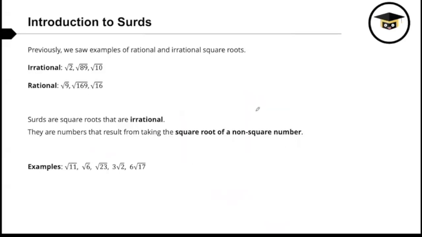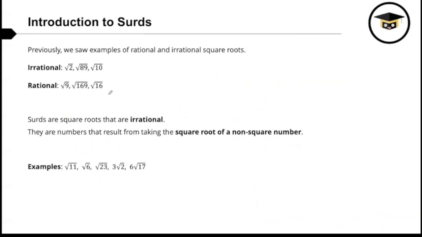So now let's talk about surds. What are surds? Previously we saw examples of rational and irrational square roots. Something like root 2, root 89, root 10, they're all irrational. And something like root 9, root 169, root 16, they're all rational because they're perfect squares.